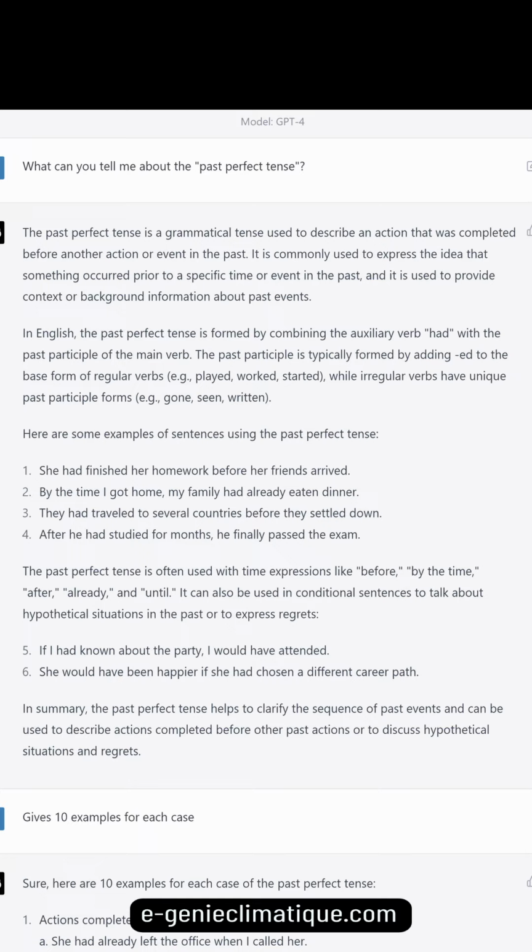In summary, the past perfect tense helps to clarify the sequence of past events and can be used to describe actions completed before other past actions or to discuss hypothetical situations and regrets.